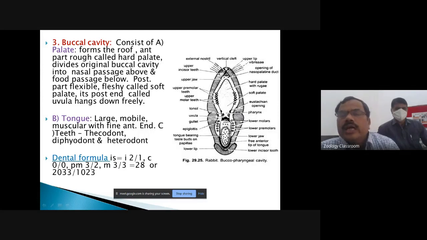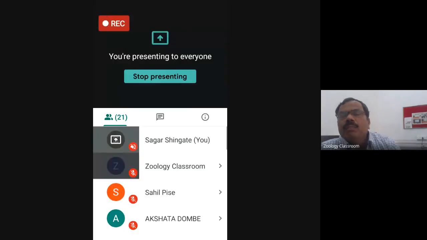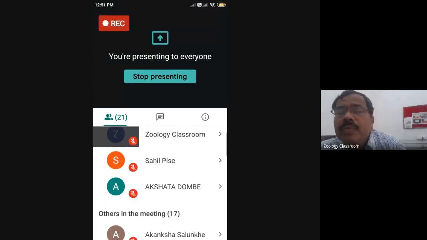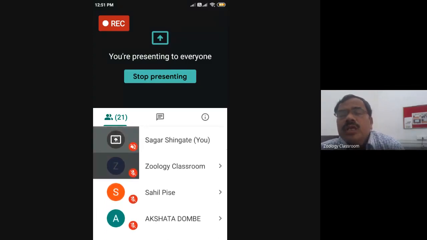So this is the cleft which is present here, so that you can observe the incisor. Then this is the upper lip. This muscular structure is called the upper lip, and this structure is called the lower lip. Here the fine hairs are seen. These are called the vibrissae, which are sensitive to touch.